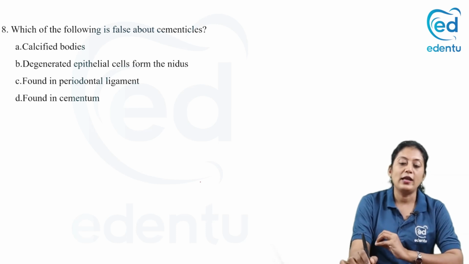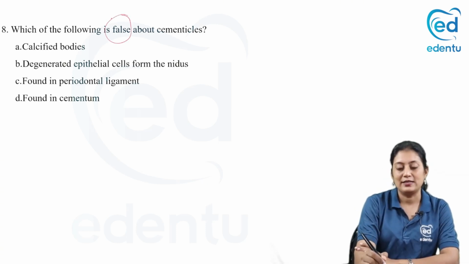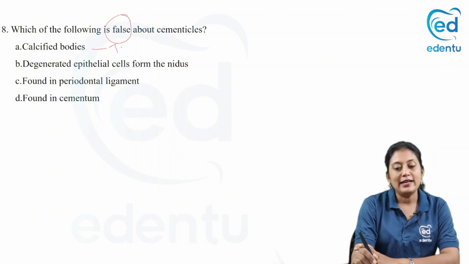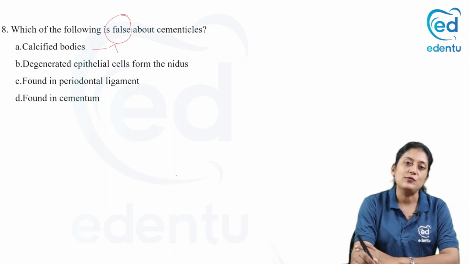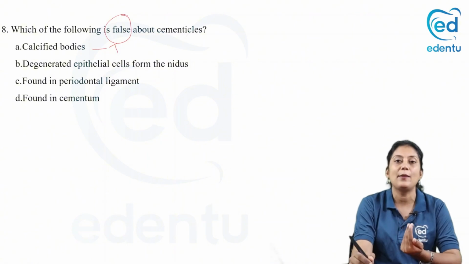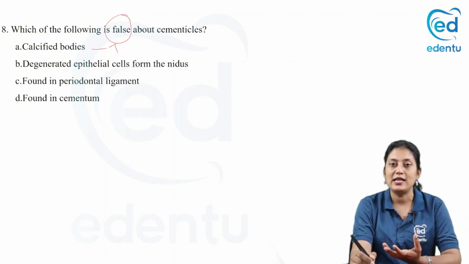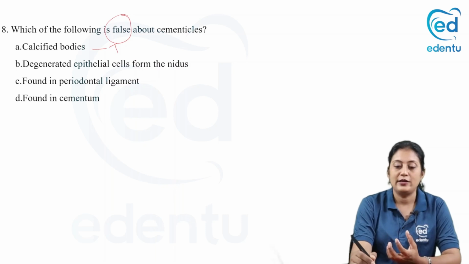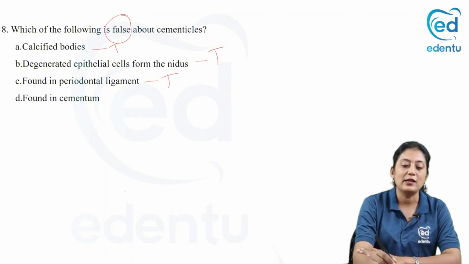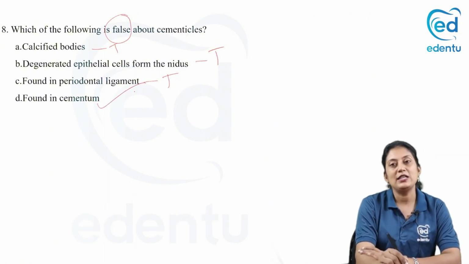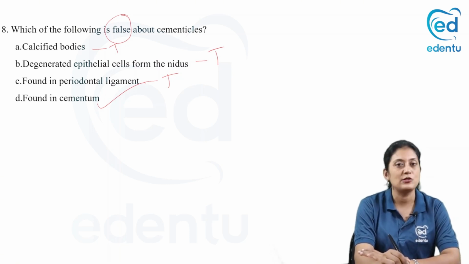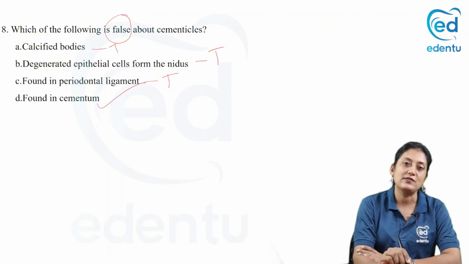Eighth question. Which of the following is false about cementicles? Cementicles are calcified bodies. So that is true. They are degenerated epithelial cells. They form the nidus, which means from where this calcification starts: degenerated cells, because cementicle is also an example of dystrophic calcification. Any dystrophic calcification will start from dead or degenerated tissue. So this is also true. It is found in the periodontal ligament. That is also correct. It is found in cementum. No, that is false. So the false option about cementicles is that it is found in cementum, because cementum is not where you see cementicles. The periodontal ligament is where you see the cementicles.